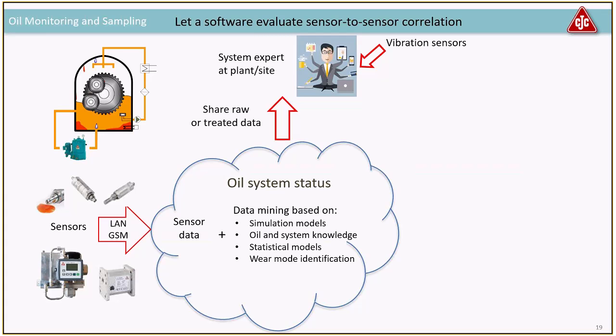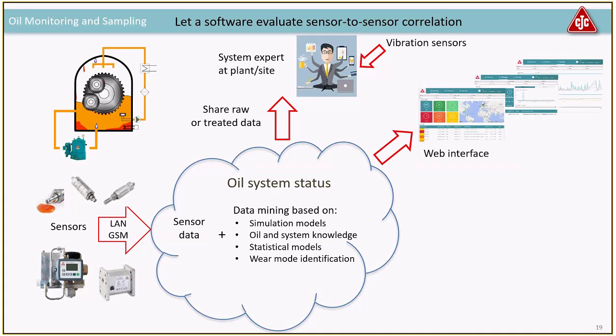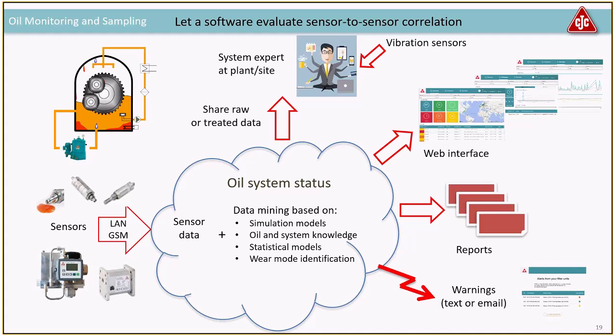He may combine this information with vibration analysis and so on, but what you want to have then is some interface on the web where you can see what's going on with this machine, or you want some report saying this and this is happening, and we recommend that you take these actions or precautions, and maybe even a warning by text or email that now you have surpassed the recommended level for water or for cleanliness in particles and so on.